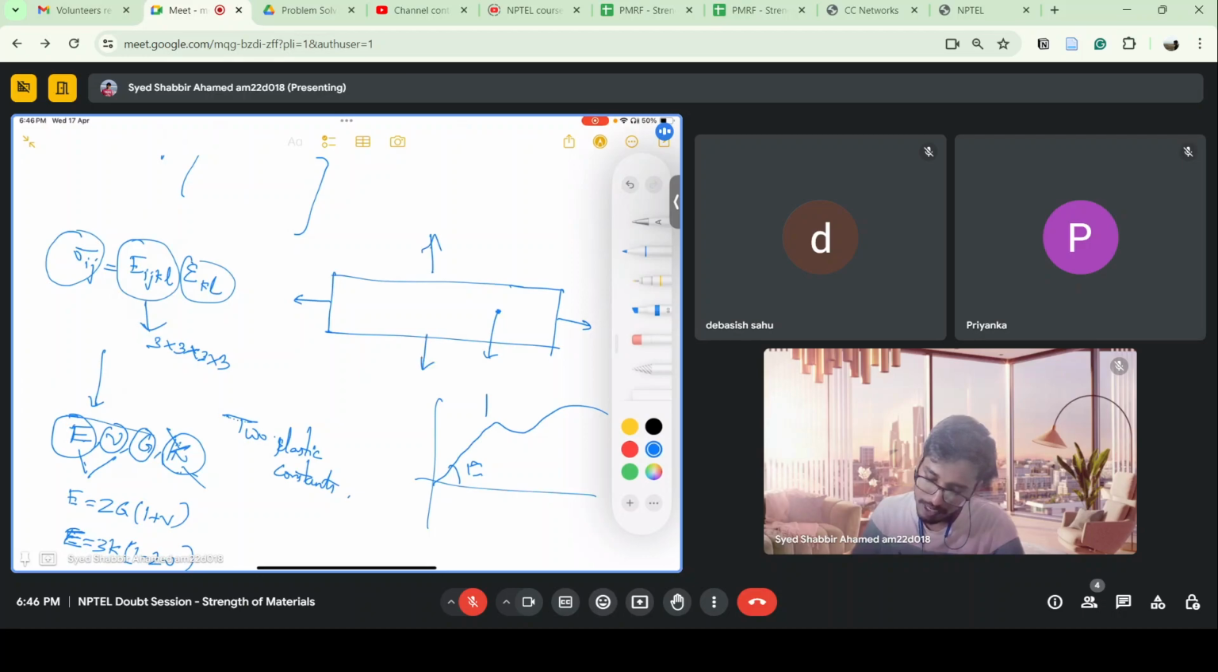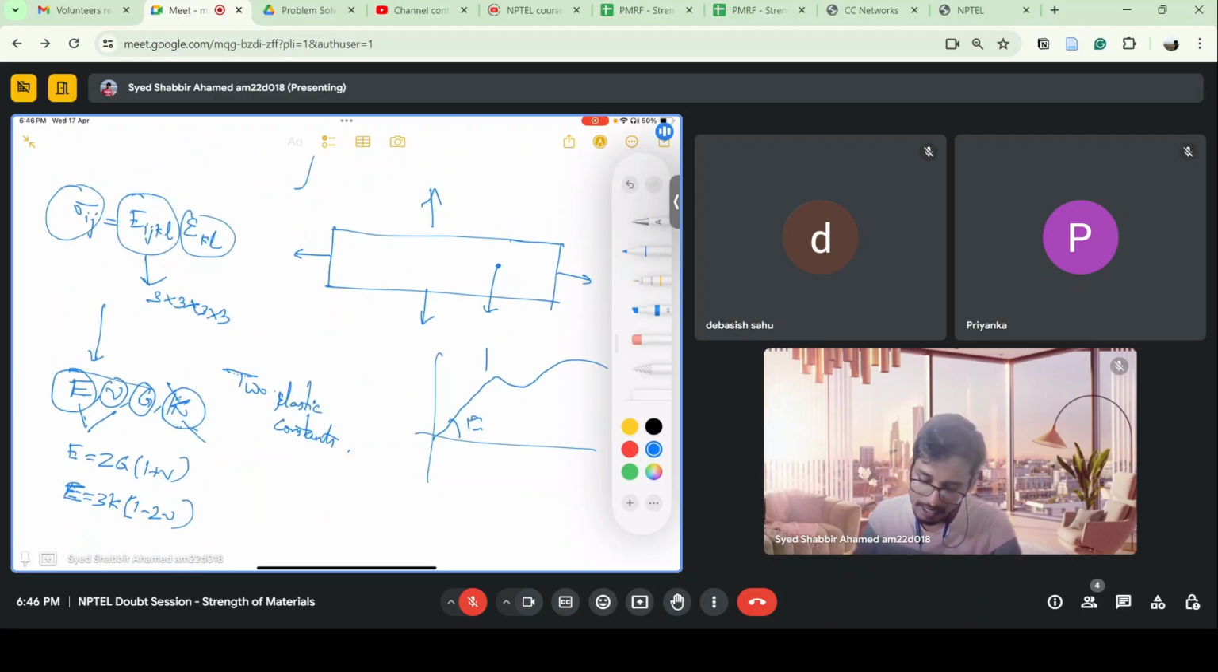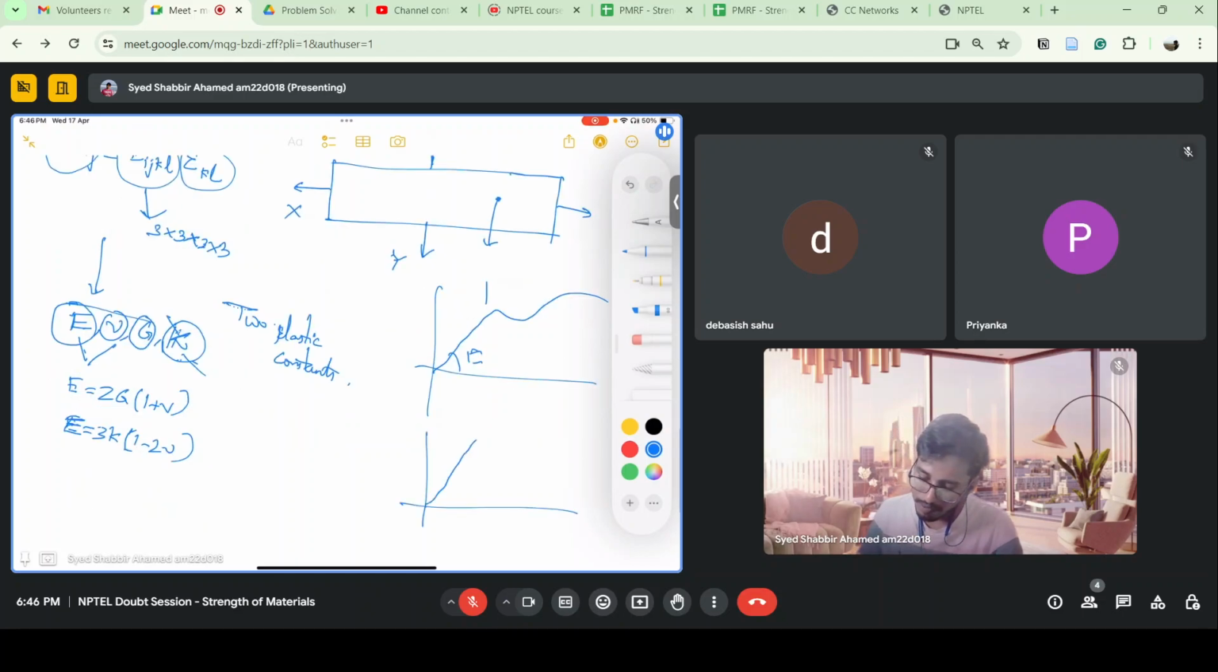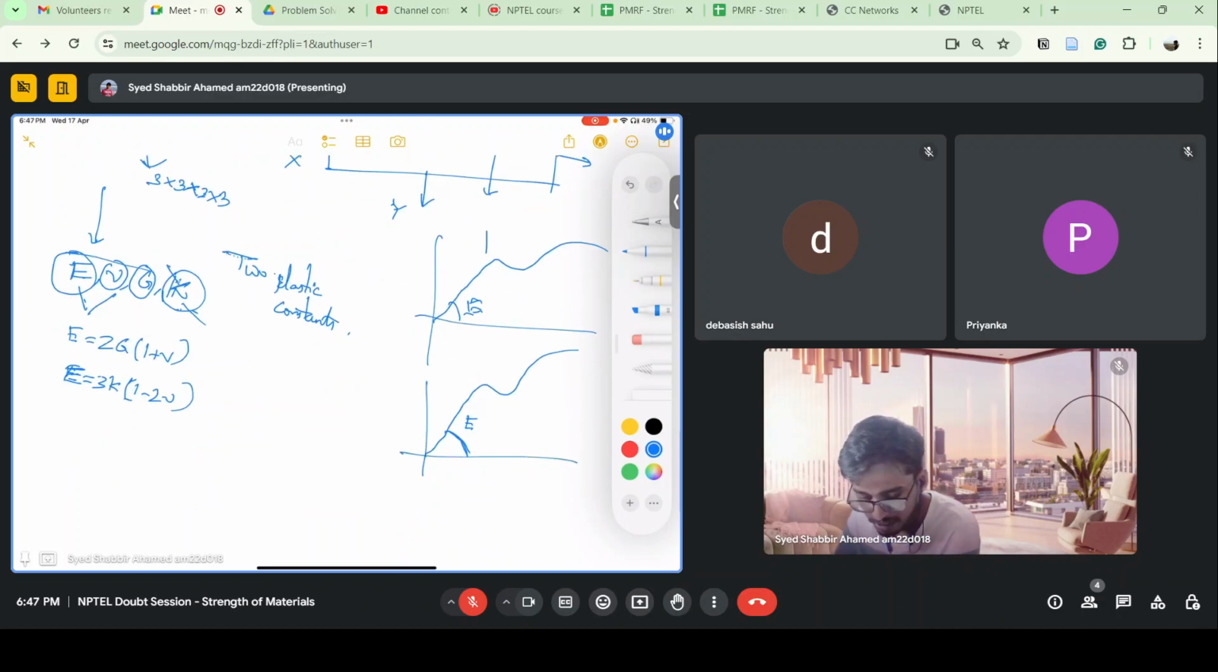Again, I take the same bar, but I'm applying the load in the other direction, instead of, let's say, x, I'm applying the load in the y direction. Now if I draw the stress strain curve for this bar, I'll get some Young's modulus for this. I'm just saying Young's modulus. You can also measure the shear modulus mu. Young's modulus is easy because you can directly get it from the stress strain curve.